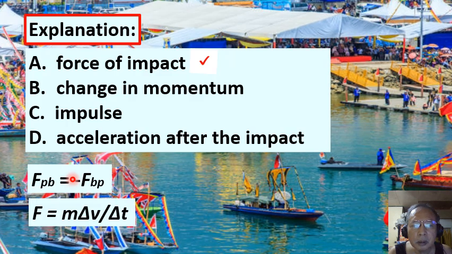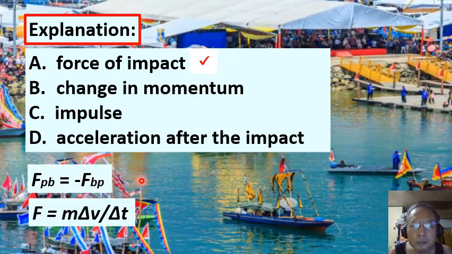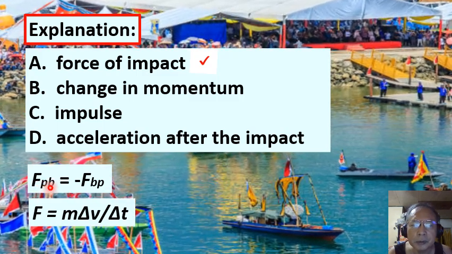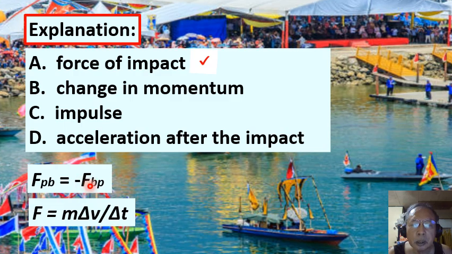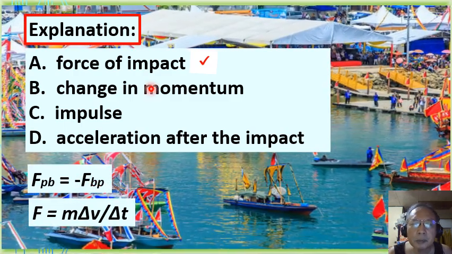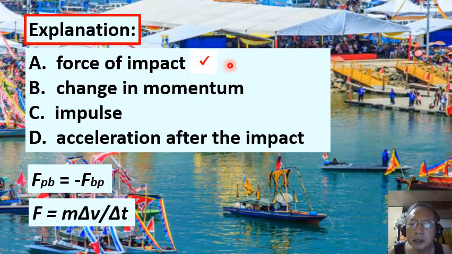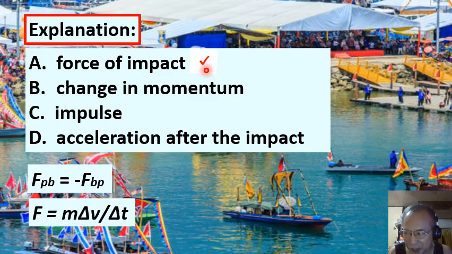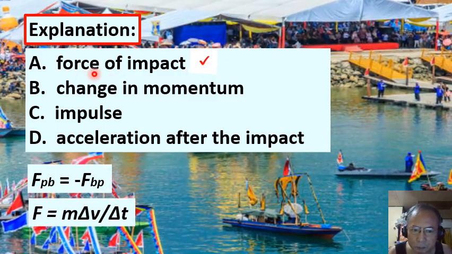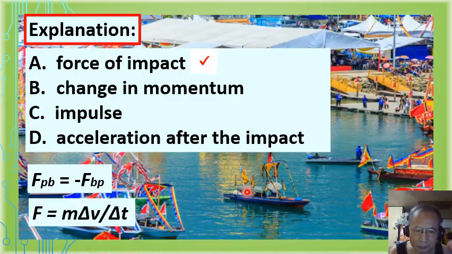And since according to the third law of Newton, the law of interaction, the force that is exerted by the plane on the bird is just equal and opposite to the force exerted by the bird on the plane, all right? So it follows that the bird and the plane will be experiencing the same magnitude of the force of impact. That's why option letter A is considered correct.